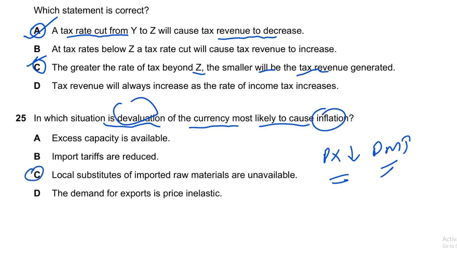Again, option C is the correct answer for this question as well. The local substitutes of imported raw materials are unavailable, right? So the government has devalued the currency to make imports expensive so that fewer people import foreign goods. But if there are no substitutes available within the country for imported raw material, then people will be forced to import raw material from other countries even if it is expensive. So this is most likely to cause inflation, that is cost push inflation, because an increase in the price of imported raw material will increase the cost of production and cause cost push inflation.